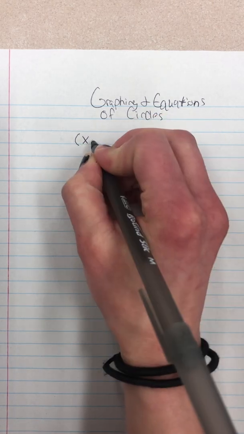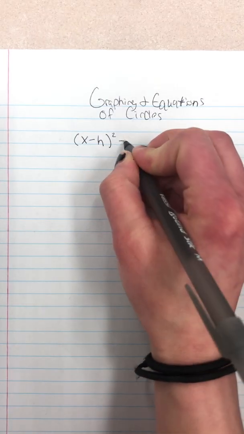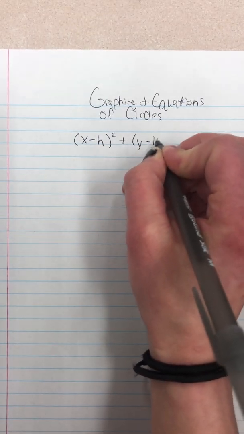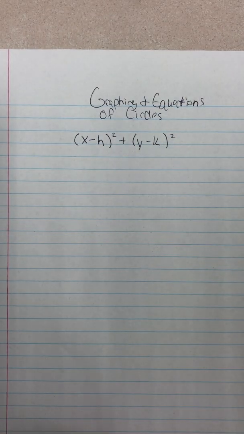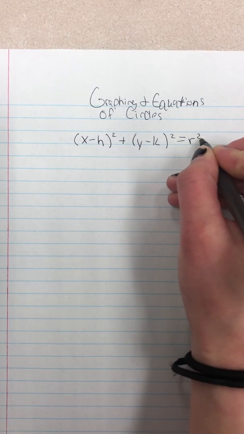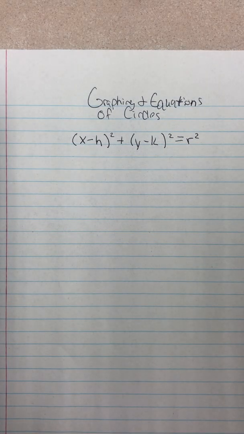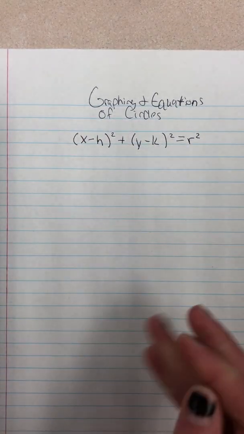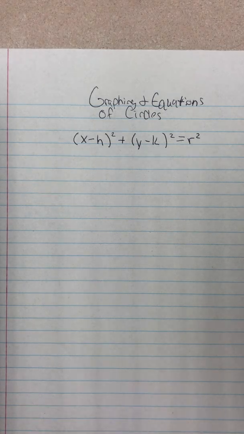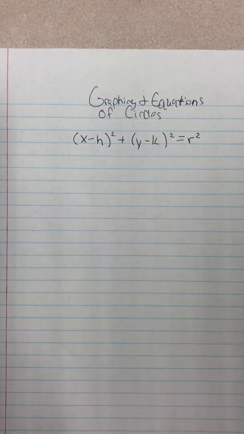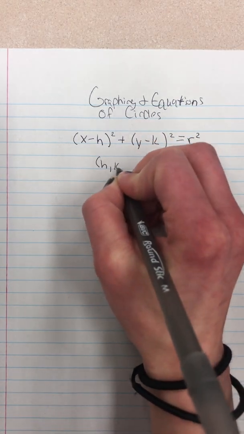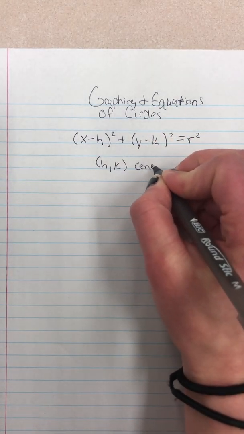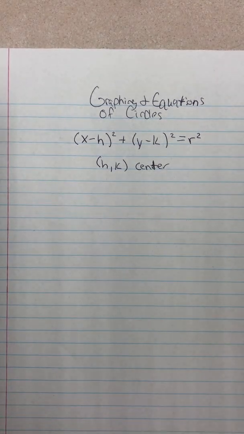The standard form is x minus h squared plus y minus k squared is equal to the radius squared. Now, h and k, those are something a little bit different. You know what x is, you know what y is based on the graph, but h and k represent the center of the circle. So h and k are the center of the circle.